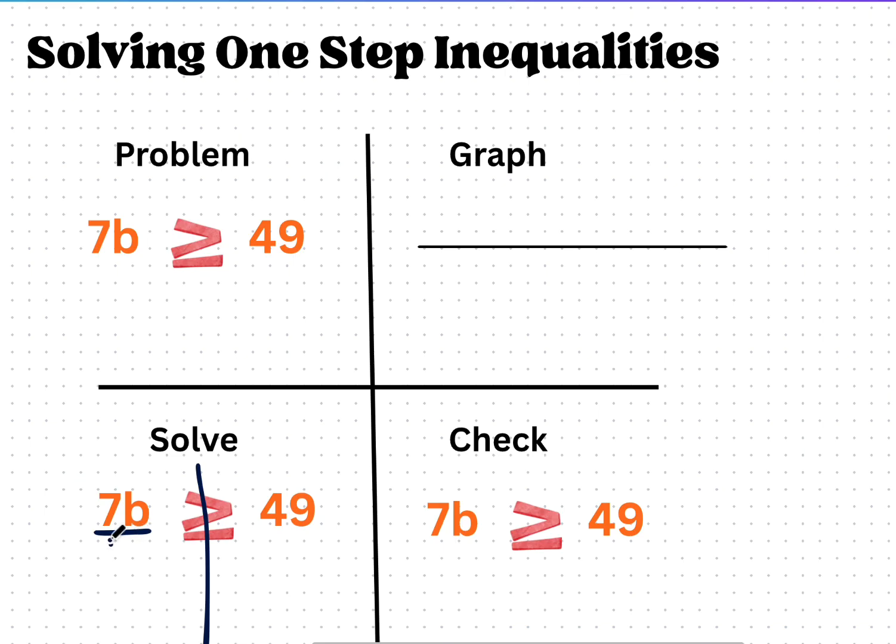And a letter by number means to multiply, so we have to do the opposite. So we're going to divide both sides by 7. And when you multiply and divide by the same number, you get 1. So 1b is greater than or equal to 49 divided by 7, which is 7.